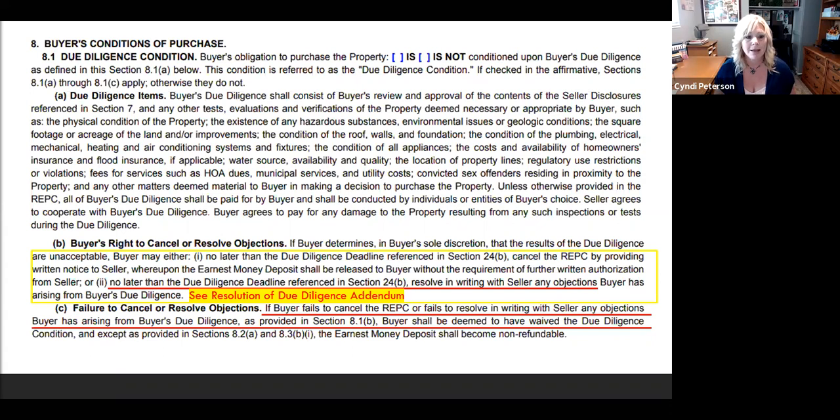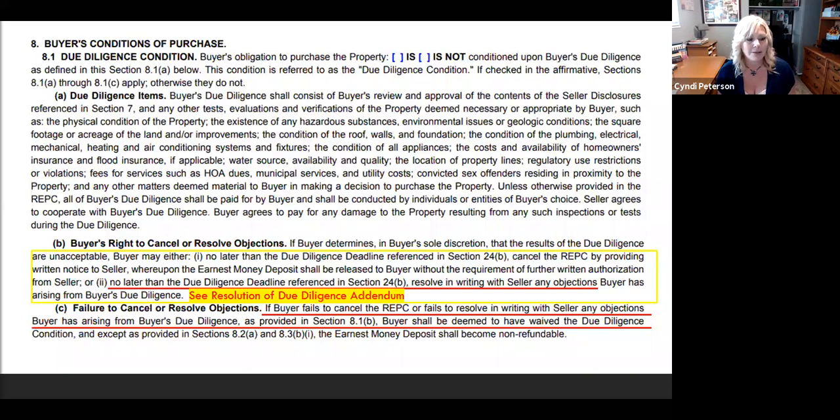If you don't do that, you could have your buyer go past that deadline and then they could end up losing their earnest money. So be really careful to make sure that anytime there's a notice that needs to be given of any kind, that it's in writing and it's given to all the parties involved. So if they cancel the REPC by providing the written notice to the seller, then the earnest money shall be released to the buyer without requirement of further written authorization from the seller.